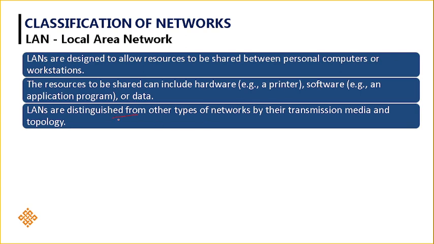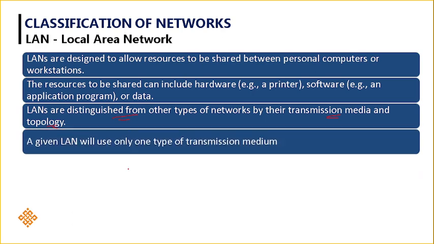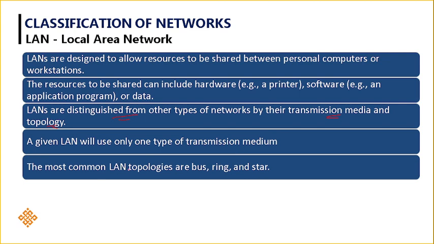These LANs are mainly distinguished by different criteria, like the transmission media that you are using, meaning what type of cables, like a coaxial cable, an optical fiber cable or twisted pair cable, and what type of topology you are using, maybe, as I just showed, bus topology, star, ring, mesh, anything else. A given LAN will use only one type of transmission media, that is to be decided by you. The most common topologies that we normally use are bus, ring, and star. You can watch my video, which is already uploaded, on the different types of topologies.